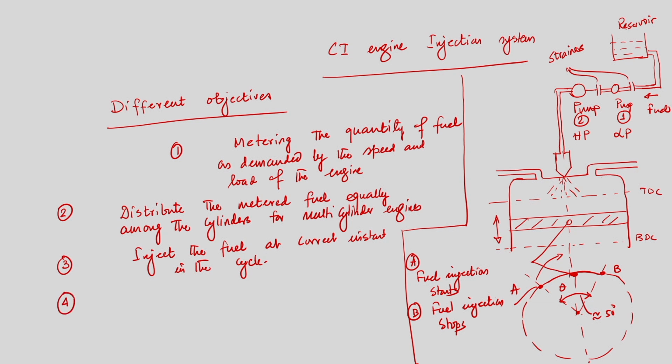Number 4 is: inject the fuel at correct rate. Of course, that means the injection system will be able to supply the correct rate. It should not supply lesser than the design value or higher than the design value. Then we have seen, if it is less than or higher than the stoichiometric value, the chemically correct value, then the fuel air mixture will be either leaner or richer, and it is very difficult to sustain the flame. So, combustion won't be completed.